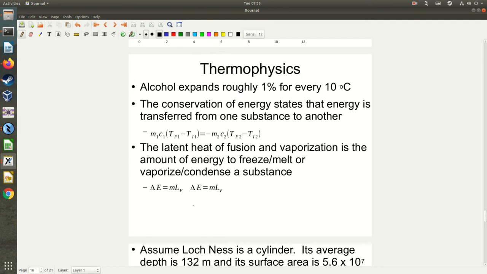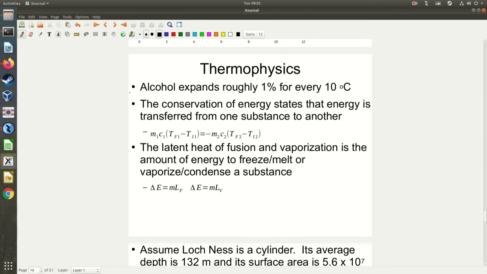And the last thing that we just had a test over is thermophysics. A couple things to know. You mostly deal with alcohol, and it expands roughly 1% for every 10 degrees Celsius. Not everything is 1% for every 10 degrees Celsius. I'll do a problem with water, which is much less. But all the same, you may have a problem that deals with thermal expansion.